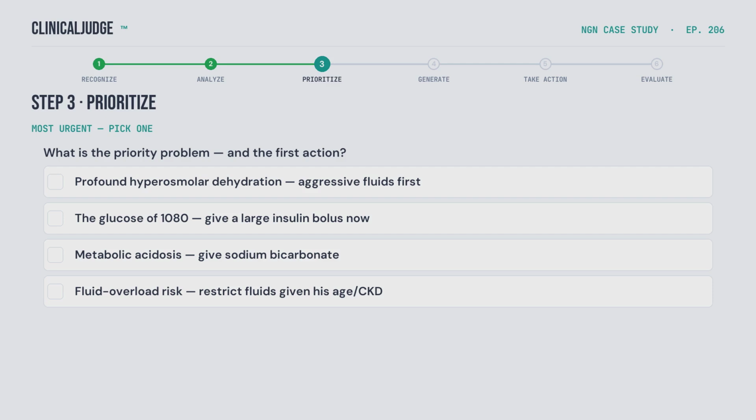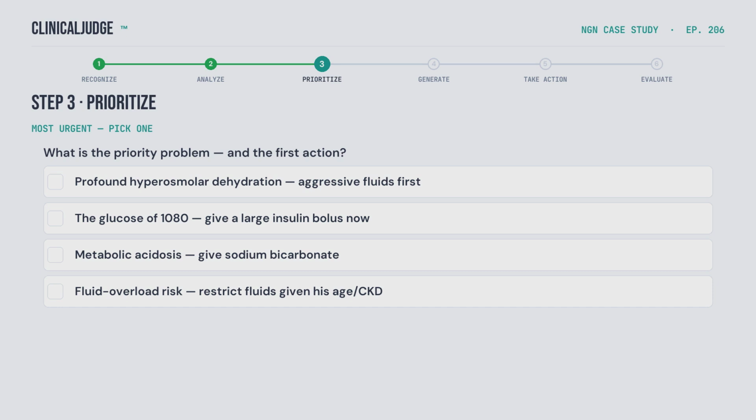Step 3. Prioritize. Name the one problem and the one first action. And feel the pull of the obvious. His sugar is over 1,000, so surely the priority is insulin, and a big dose, to bring it crashing down. Someone else might reach for bicarbonate for the acid, though there is barely any acid here. And a cautious nurse, seeing his age and his kidneys, might want to go easy on fluids. Each of those is a trap.